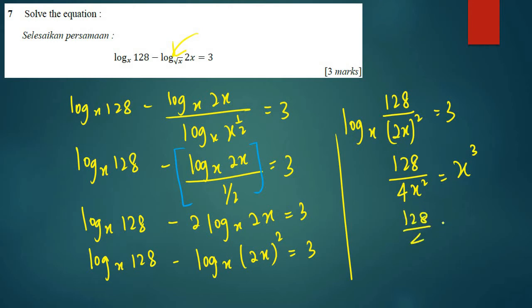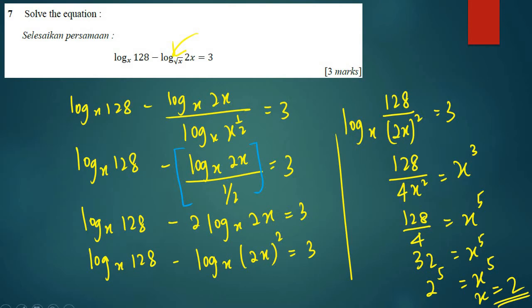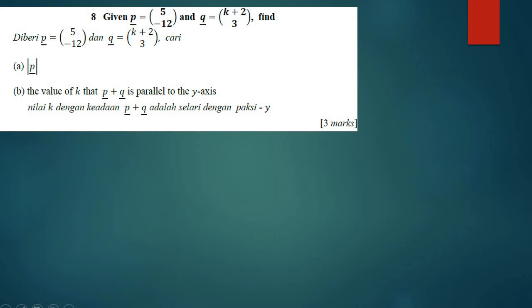So simplify: 128 divided by 4 will equal x to the power of 5. You will get 32 equals x to the power of 5. So how to get x? We know that 32 is 2 to the power of 5, equals x to the power of 5. Then at last, we compare the base, which means x equals 2. Okay, get it? Okay, next one.